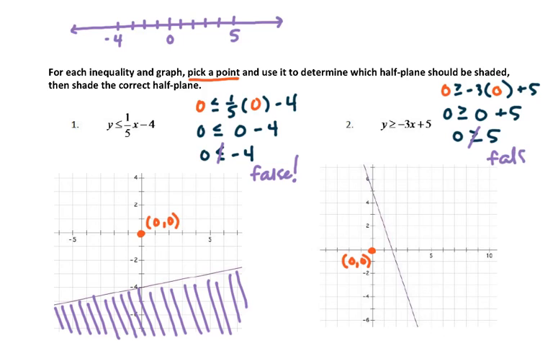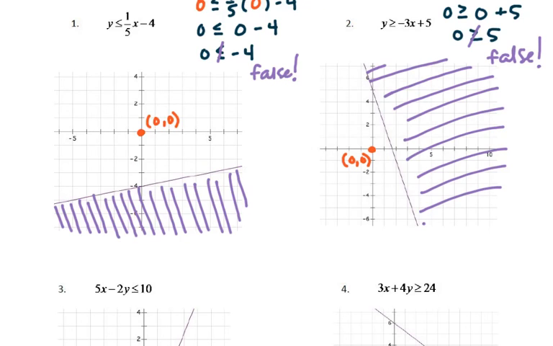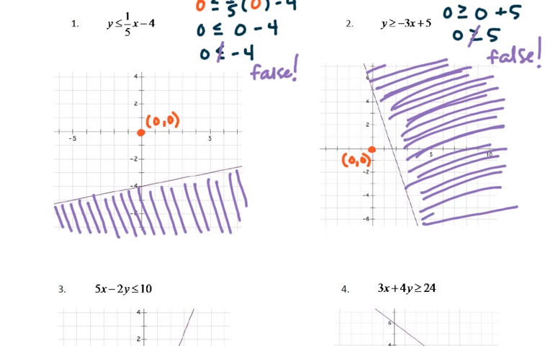Thus it is again false, which means we're not shading the side with 0, 0, but instead we are shading in the other side. That is where our solutions must fall. Okay. And in theory, all of this would be shaded in completely. I'm just being a little lazy right here, okay?